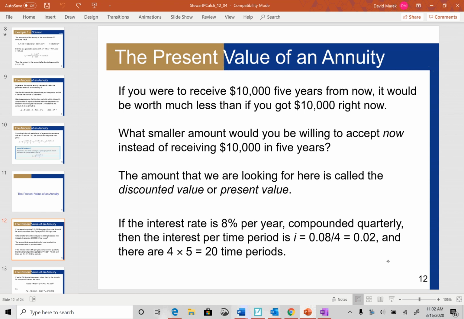Now, for their example here, they're trying to keep it very simple and keep it consistent with the first example. Suppose we're at 8% interest. The one thing they're changing here, compounded quarterly. So hopefully you understand quarterly means split up into 4 parts. 0.08 divided by 4 will give you 0.02. And again, if it's 5 years from now, compounded quarterly, 5 years times 4 times a year, that's 20 time periods.